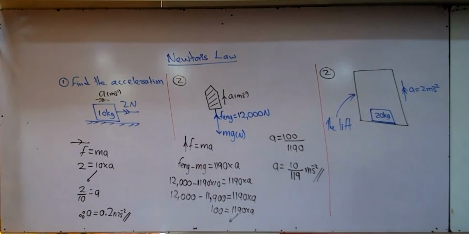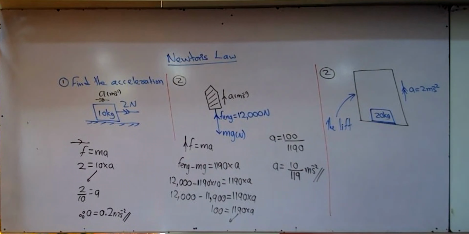Roman number 1. What should be the acceleration of the metal box?